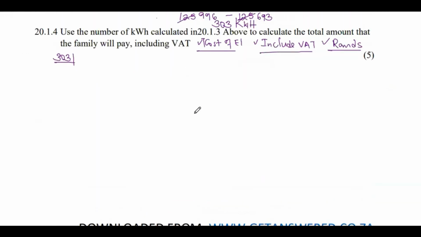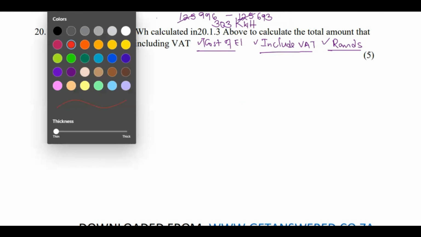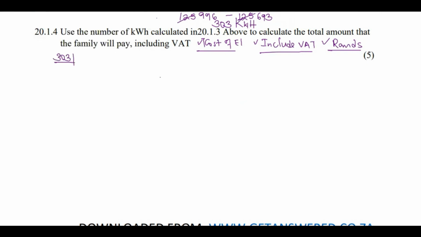We can repeat it here. We said the person has used 303 units. So if we put 303 units in block 1, it only needs 50 units from this. So you pay for the 50 units.